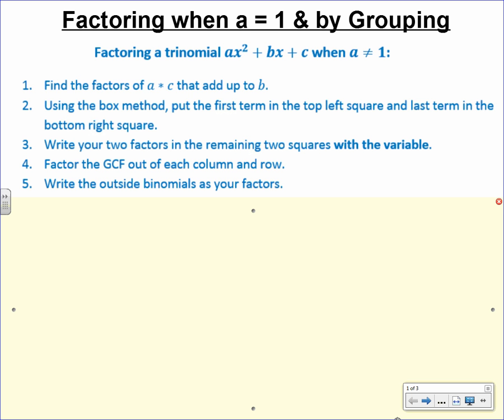Okay, so whenever you have a trinomial, that has 3 terms, and A is not 1. Now, whenever I mention A is 1 or A is not 1, A is the number in front of your x squared term. Okay, so let's do this example. So this is example number 1.